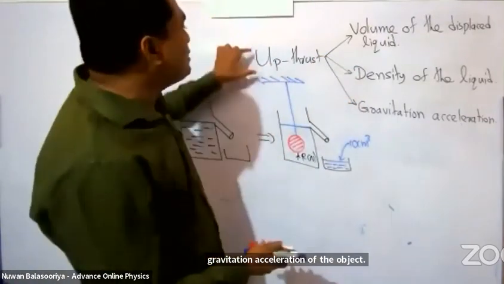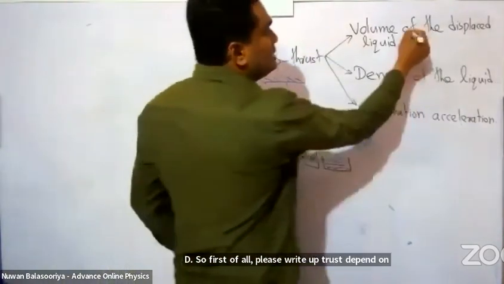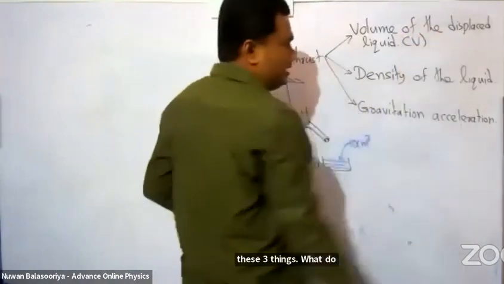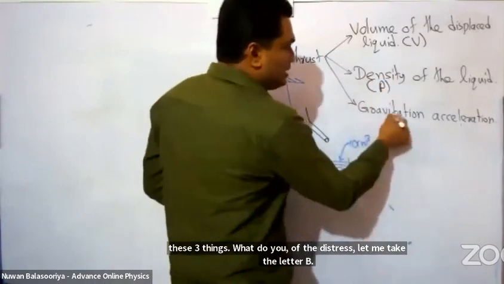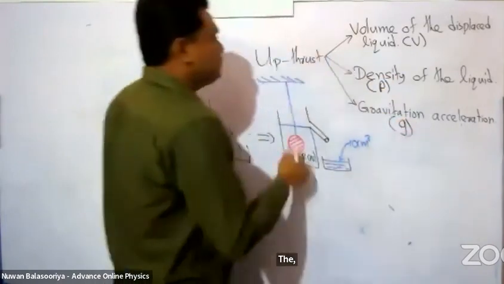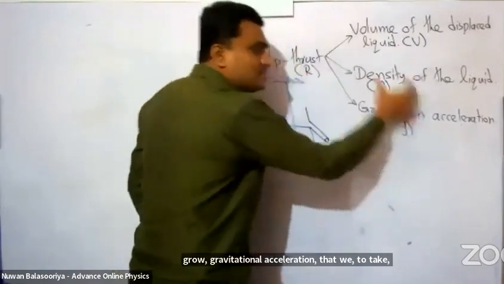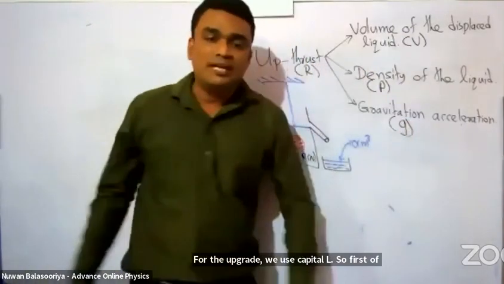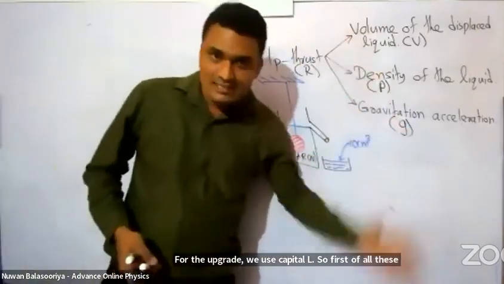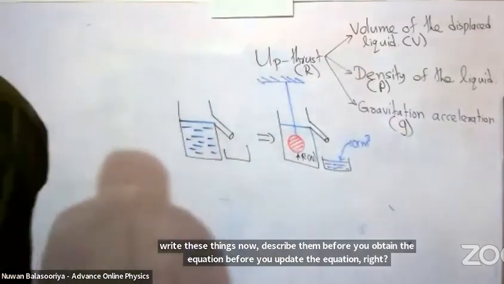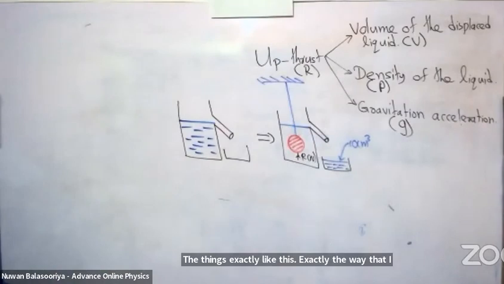So first of all, please write upthrust depends on these three things. Volume of the displaced liquid, let me take the letter V. Density of the liquid, let me take the letter rho. Gravitation acceleration, let me take simple g. For the upthrust, let me use capital R. So first of all, please write these things down. Please write them before you obtain the equation, exactly the way that I have written. Please, everybody.